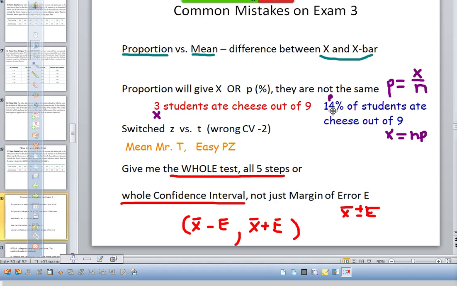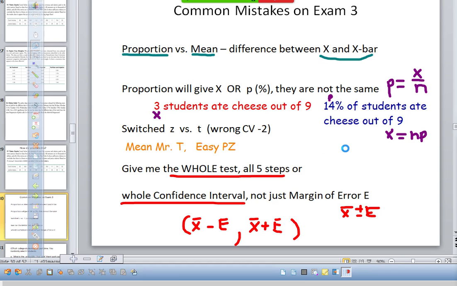Over here in blue, 14% of students, 8 Cs out of 9. 14%, is that a percent, or is that 14 students? That is not 14 students, that's 14%, that's a percentage. So that is your P. Don't go putting 0.14 over 9. That's what some people did, that was crazy. This is your percent. So if you want to find X, for example, then you'd use X equals NP, so it'd be 9 times 0.14.